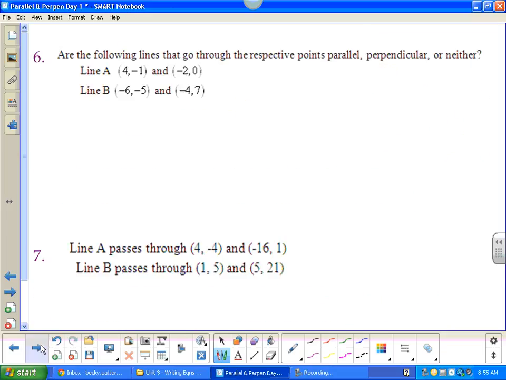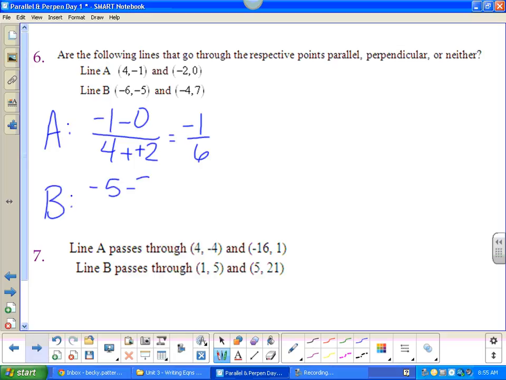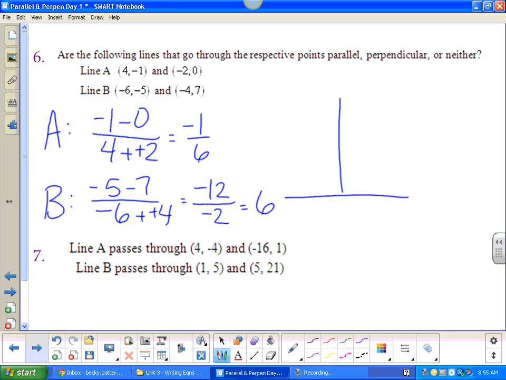Are the following lines that go through the respective points parallel, perpendicular, or neither? So the first thing I need to do is find their slope. So for line A, y minus y over x minus x. So its slope is 1/6. Line B, so one slope is -1/6 and the other slope is +6. So their slopes are perpendicular.